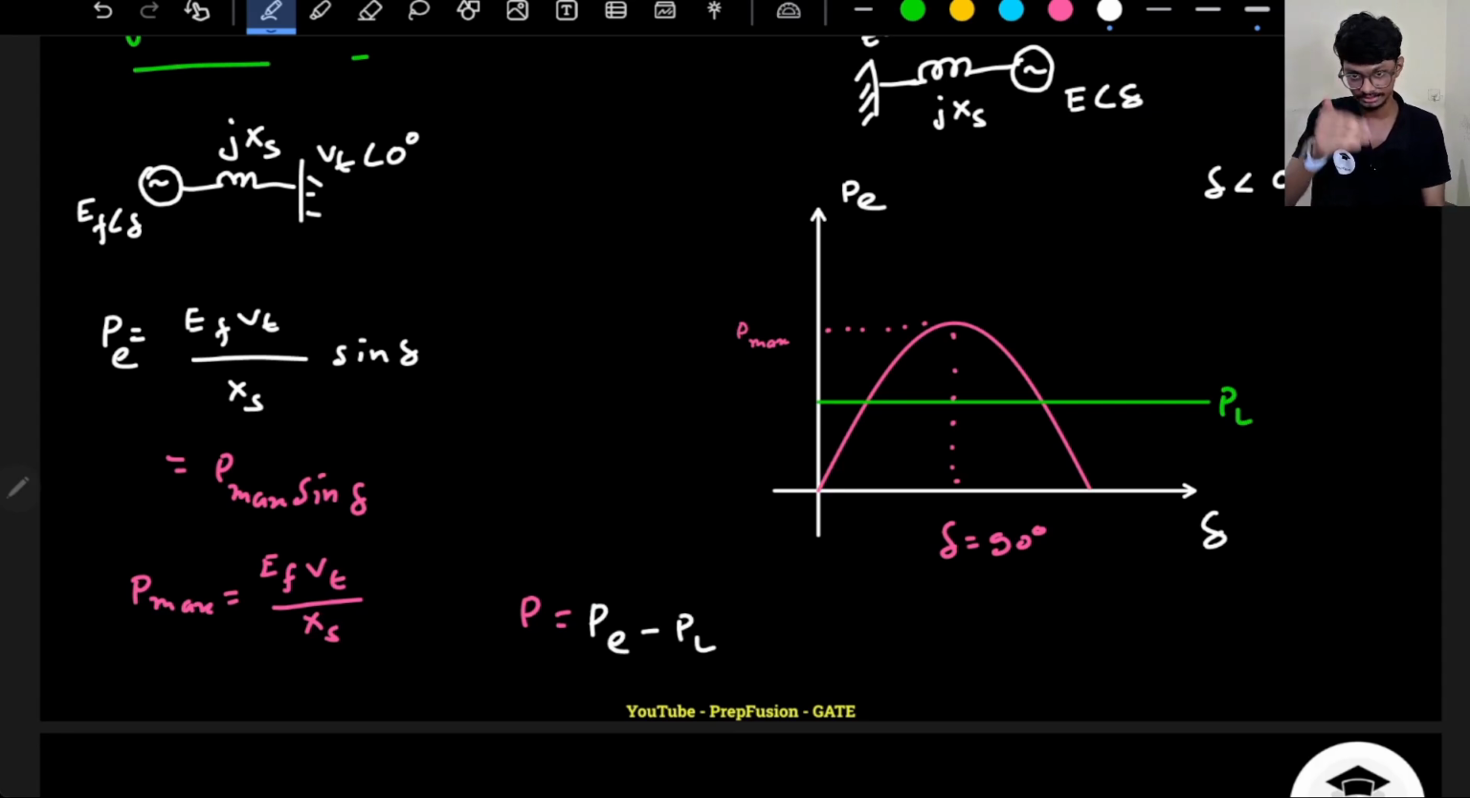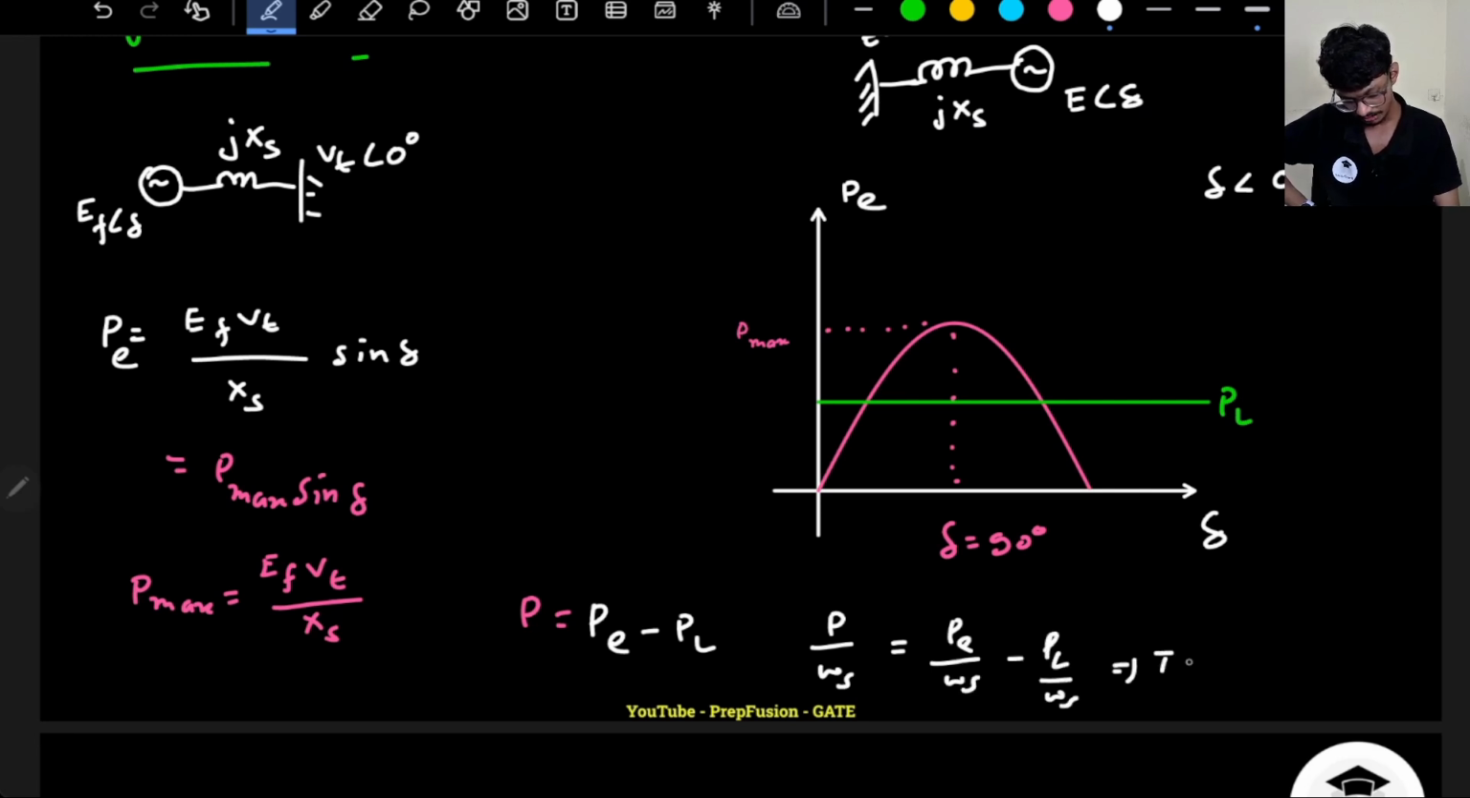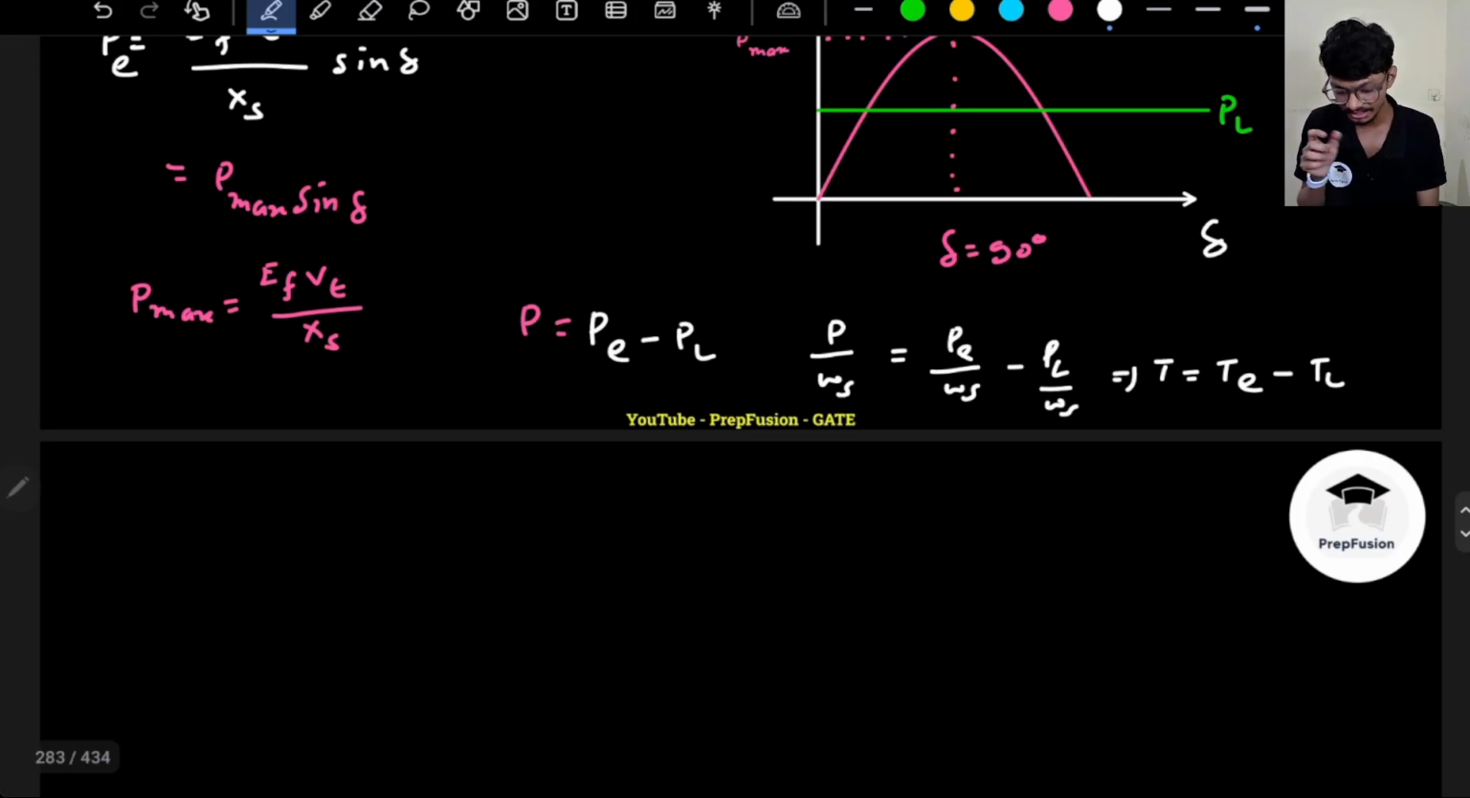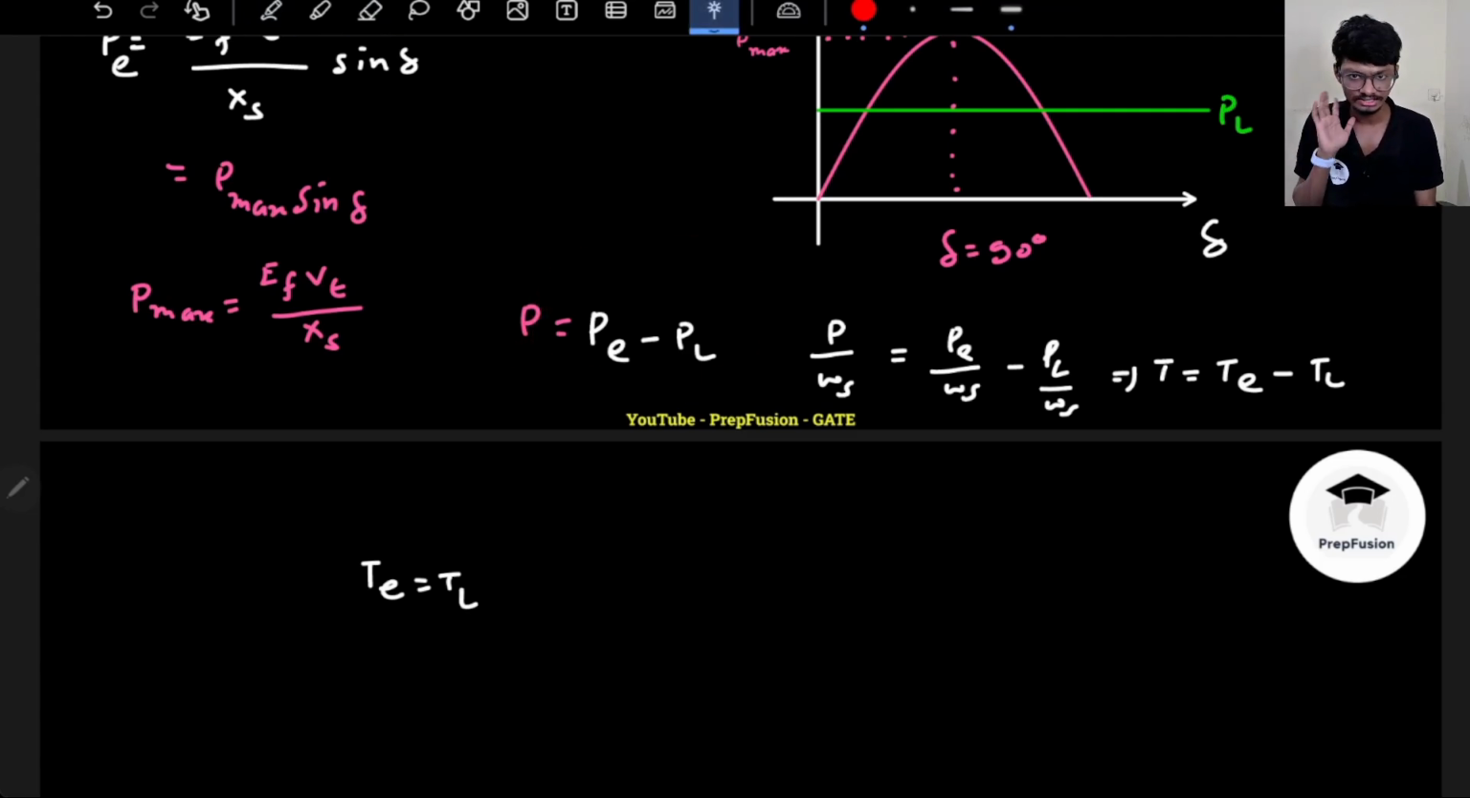Torque equals power by omega s. If I divide both sides by omega s, then P by omega s equals PE by omega s equals PL by omega s. So basically the net torque will be equal to the developed torque minus the load torque. When we reach steady state, when the acceleration is 0, that is T equals TL, we reach steady state. This we already discussed for motor. The same goes for generator: when the powers are equal, we reach steady state.